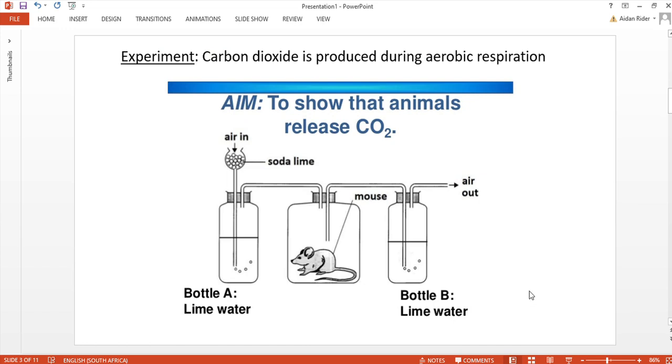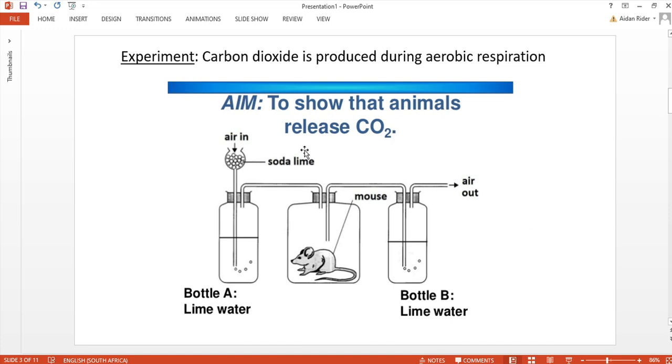Okay, then we want to stress a few experiments. The first experiment that you need to know the concept about is that carbon dioxide is produced during aerobic respiration, and we want to prove this. An example that one can look at is using animals to see whether they actually use oxygen and release carbon dioxide. I wanted to show you guys a cute video about it, but unfortunately I couldn't find the right one. But here's a pretty schematic representation of it, a picture of what one can do.